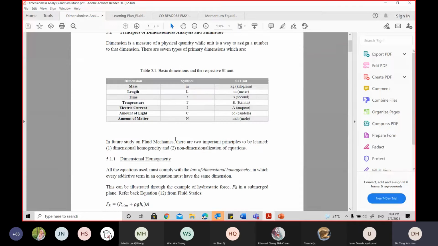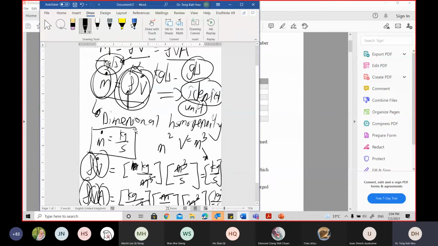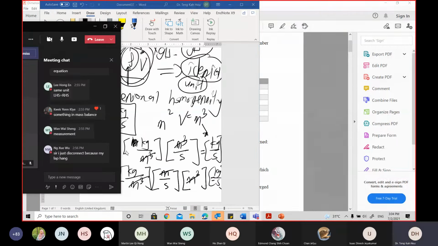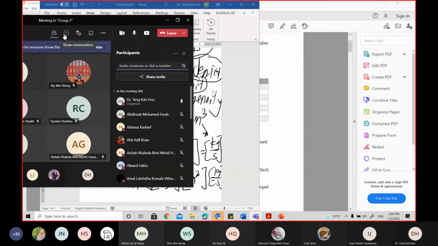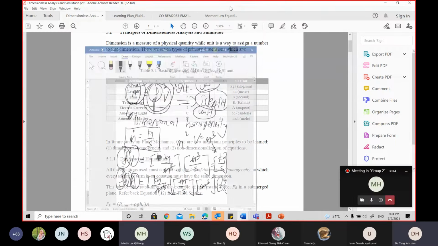For example, your pressure, you need to know what it is: rho g h, where is your rho, where is your g, what does the h unit stand for. You need to know that because the question is not going to give you. So this is the so-called dimensional homogeneity. Easy, right, class? Is that okay? No question, then we proceed.